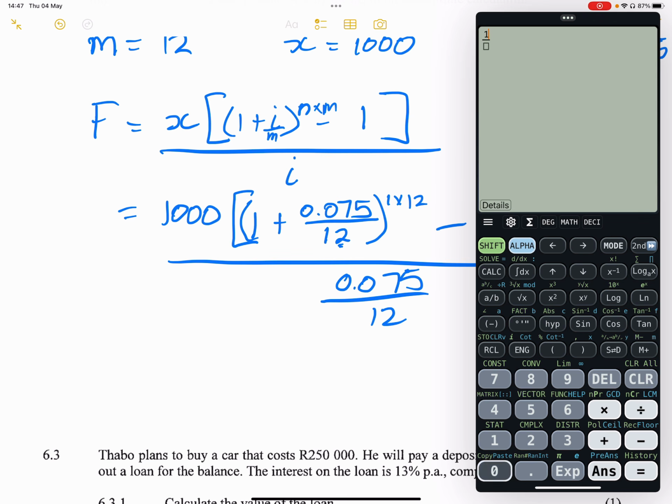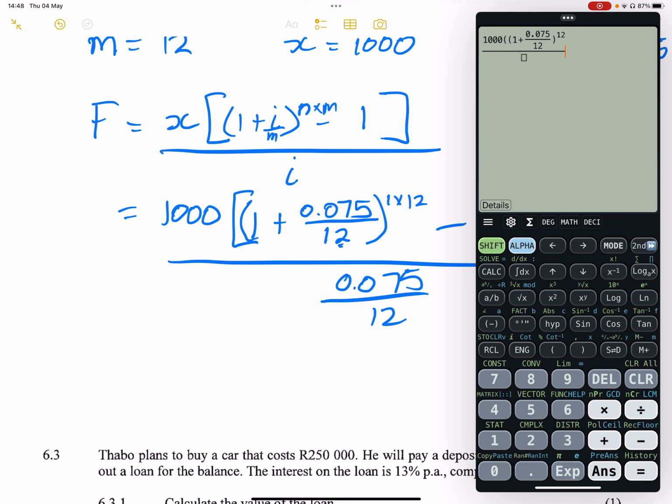So we're going to say this is 1,000, multiplied by, I'm going to open two brackets. That's 1 plus 0.075 over 12. Just make sure that you represent that well enough. We close that bracket, but we've got y to the power x, 12, and that's minus 1.